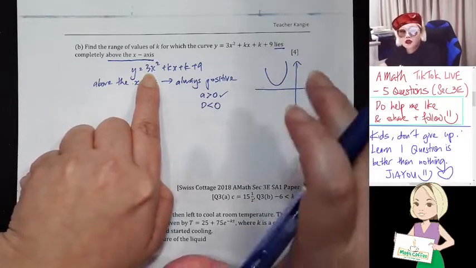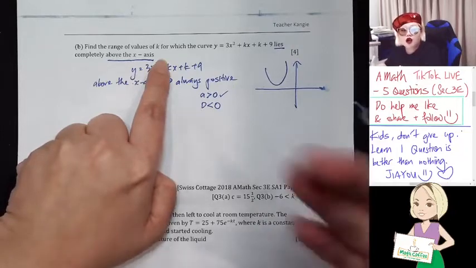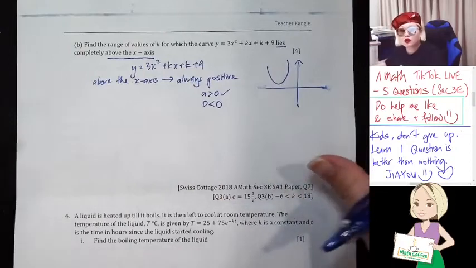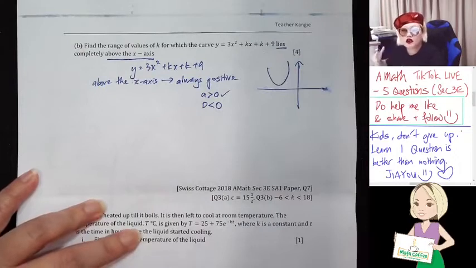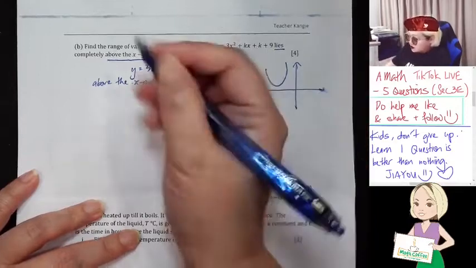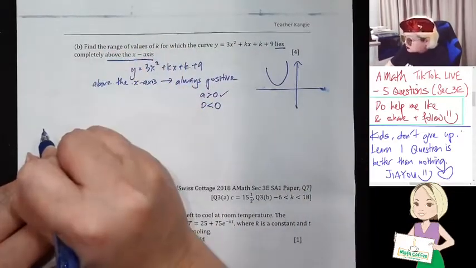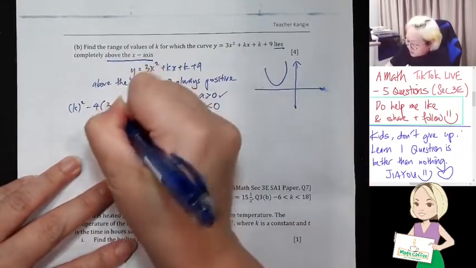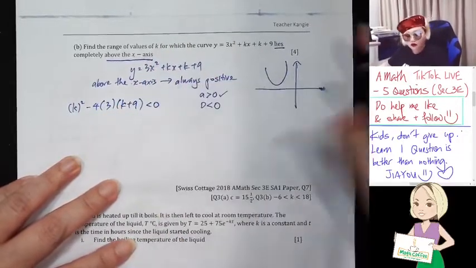I need to bother only if my a, my coefficient of x squared, consists of the unknown k. Then I will have to do two inequalities and do them separately. But for this case, it's already 3. I don't have to find the other inequality. I only need to focus on discriminant less than 0. So b squared minus 4ac, based on this, my b squared minus 4ac less than 0. Okay?